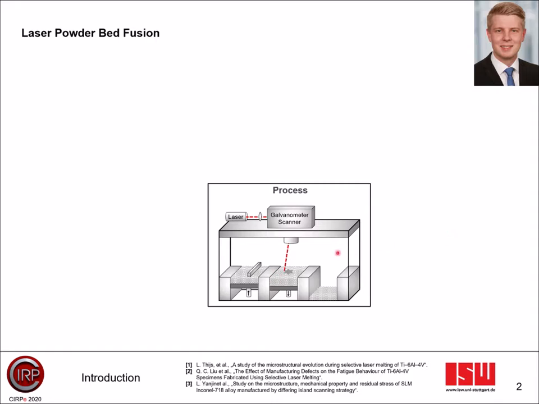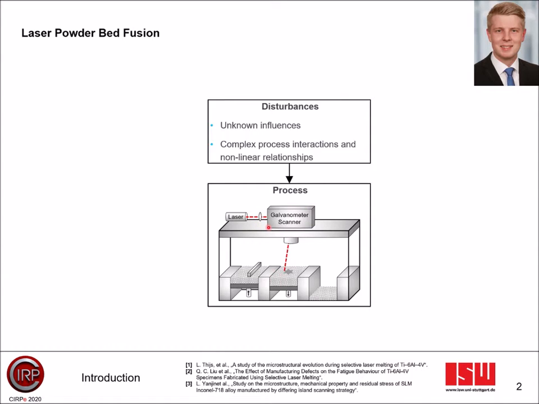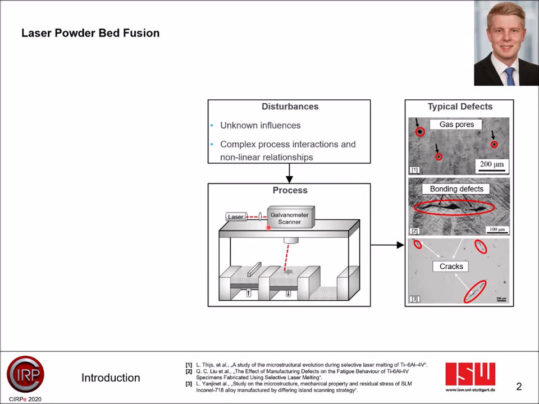In laser powder bed fusion, a powder layer is melted by the energy input of a laser and thus joined together. The laser is guided by a so-called galvanometer scanner. However, complex interactions within the build process and external disturbances can lead to unpredictable results. These can cause poor part properties and geometric inaccuracies, limiting the economic efficiency of the process.